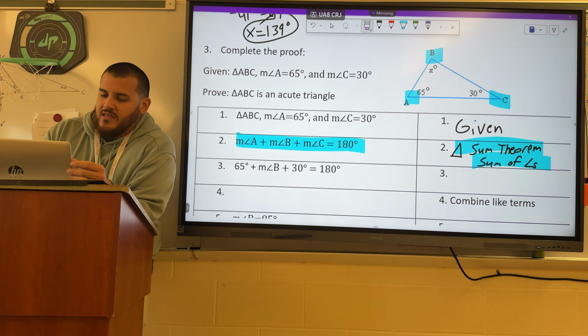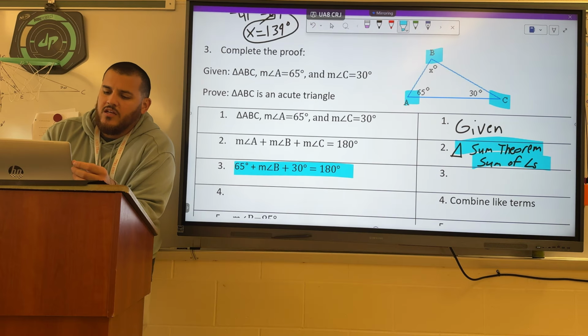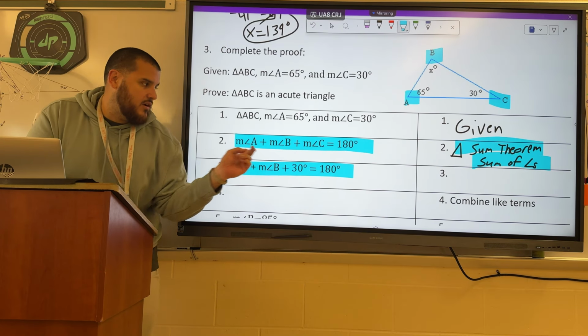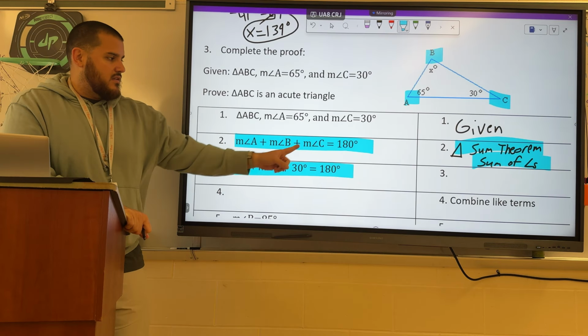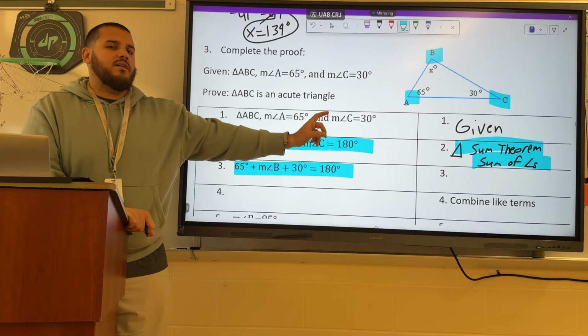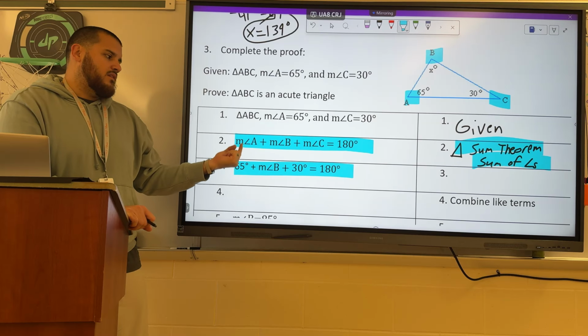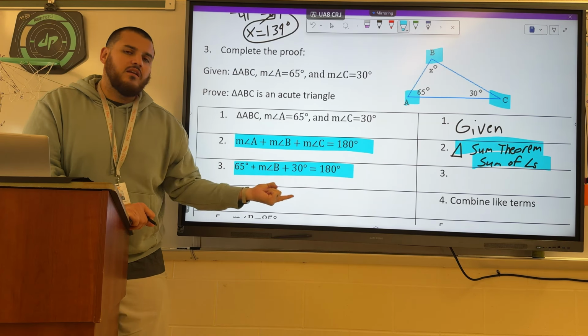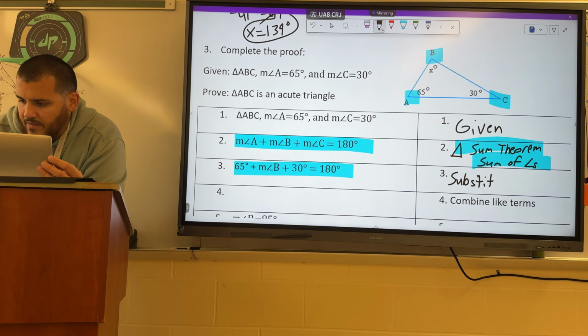Our next statement says 65 degrees plus the measure of angle B plus 30 equals 180. Notice that's almost identical to the equation in statement 2. Just instead of angle A, we have a 65 degrees. Instead of C, we have a 30. And those are there because we know A equals 65 and C equals 30. So we've just substituted the 65 for the A, the 30 for the C. So that is using the substitution property here on this step.